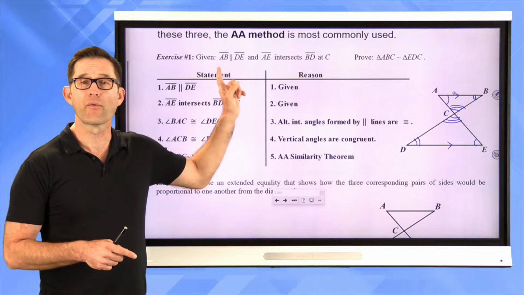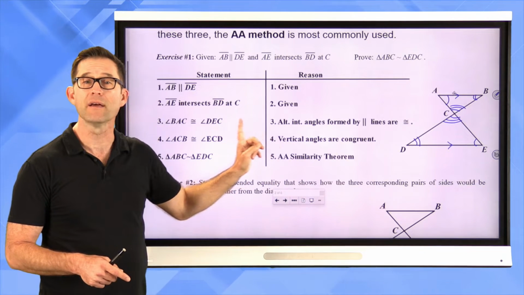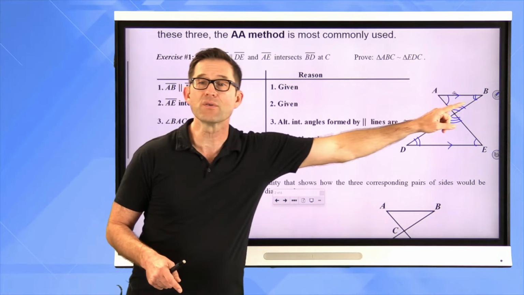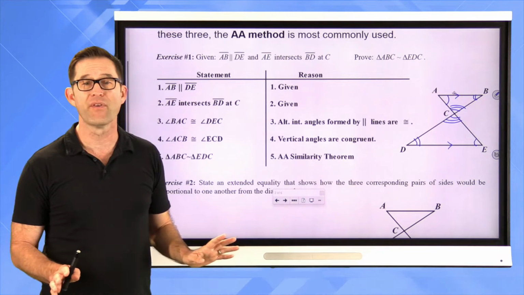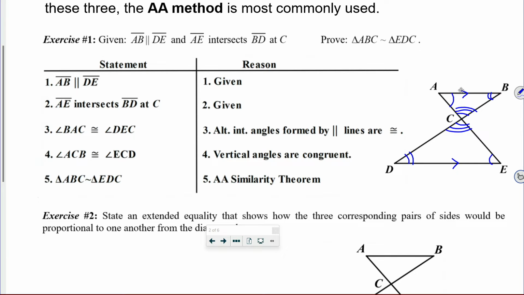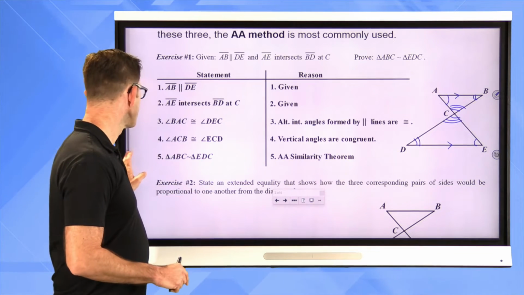Pause the video now and write down any of these statements or reasons that you need to, keeping in mind that instead of using this vertical angle pair, you could have also used the other alternate interior angle pair, and that would have been fine as well. Take a moment now to write down anything you need to. All right, now let's take a look at exercise 2.